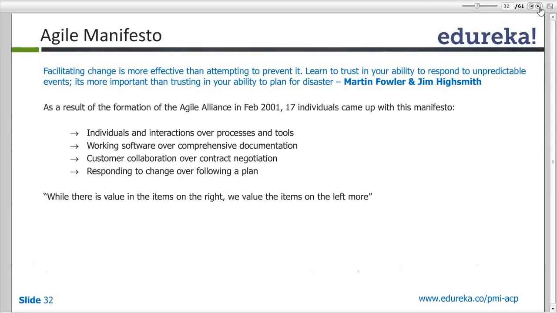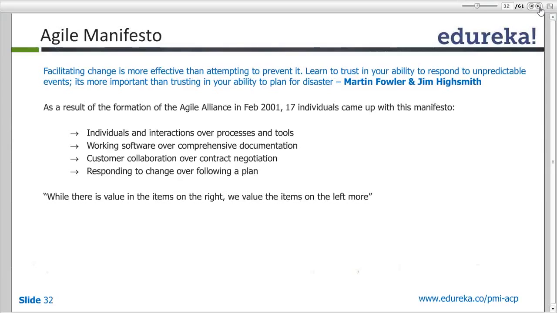Okay. So now here comes the most important part of this chapter, which is the Agile Manifesto. The Agile Manifesto was designed in 2001 by 17 people. These 17 people had met together for a discussion on a project. Most of them, I think, were from ThoughtWorks. They got together and came up with these manifestos.